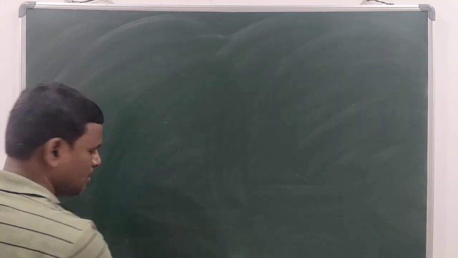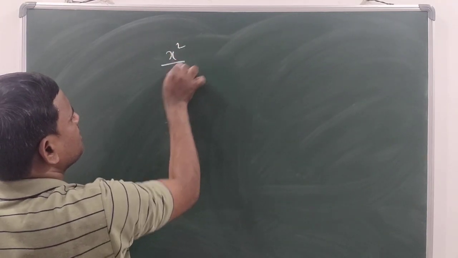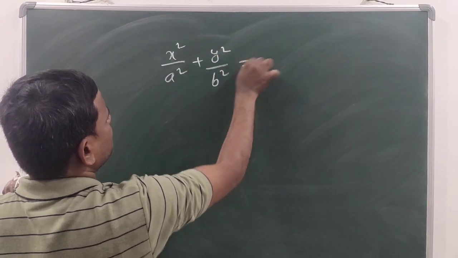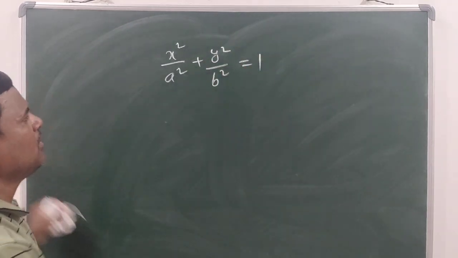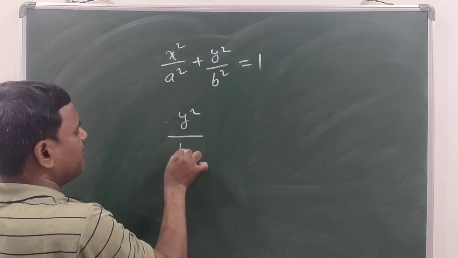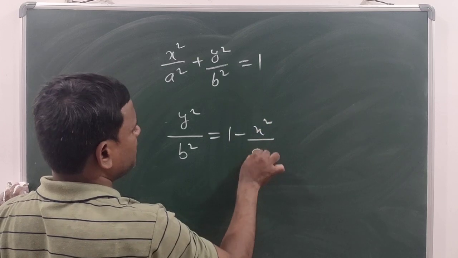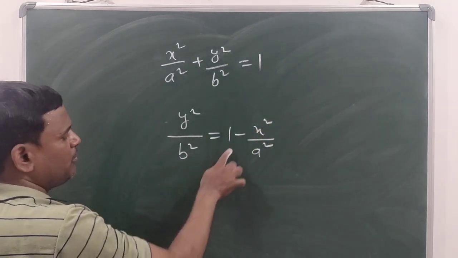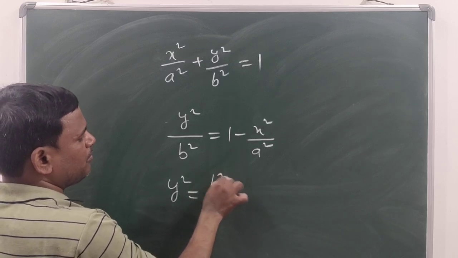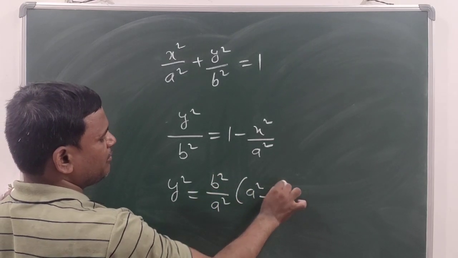Okay, now observe this equation, students. x square by a square plus y square by b square is equal to 1. Now suppose you make y the subject, what do you get? y square by b square is equal to 1 minus x square by a square. So if you take b square to the right side, y square is equal to b square by a square into (a square minus x square) you will get.